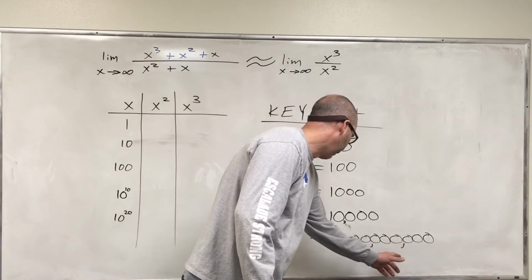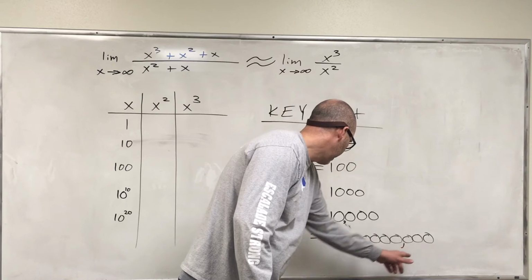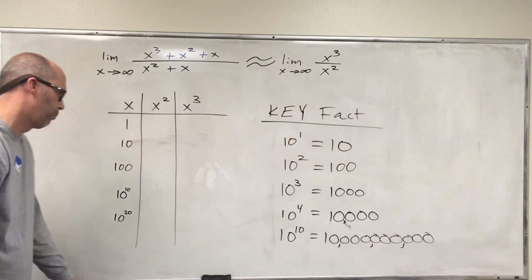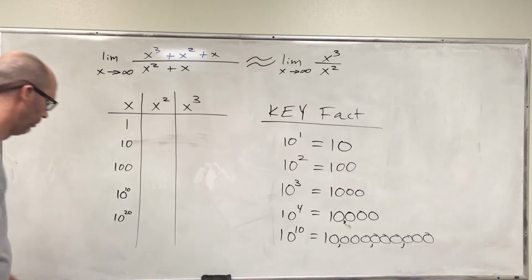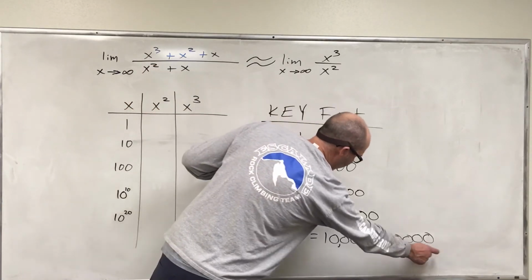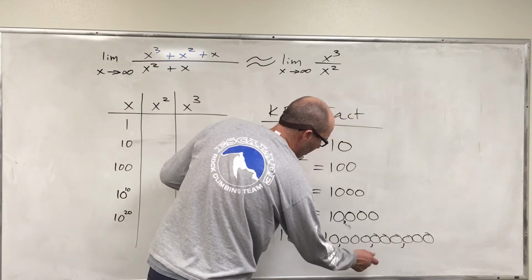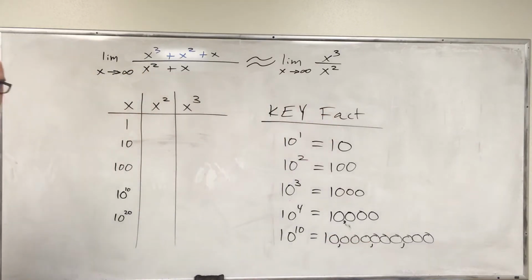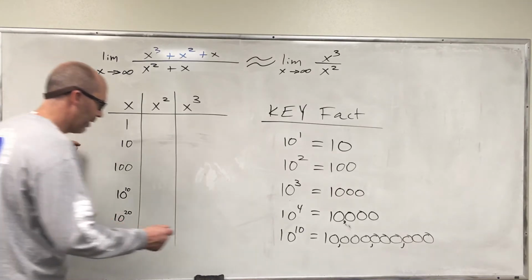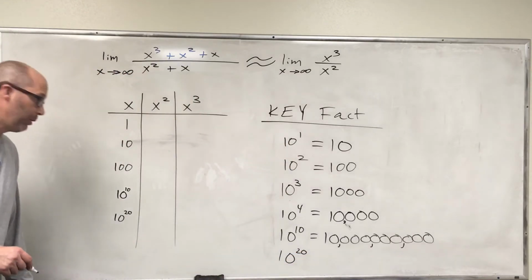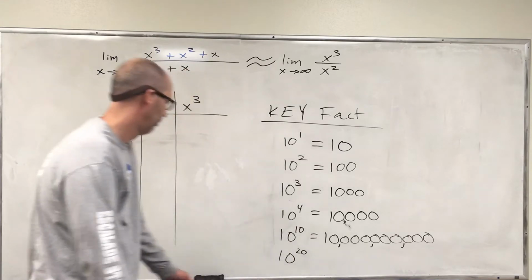Let's see, hundreds, thousands, millions, 10 billion. All right, so 10 to the 10, let's see, hundreds, thousands, millions, billions. 10 to the 10 is 10 billion. So what do you think 10 to the 20 is? That's big, right? That's so big we don't even have a name for it.